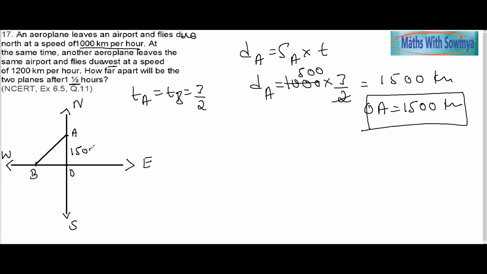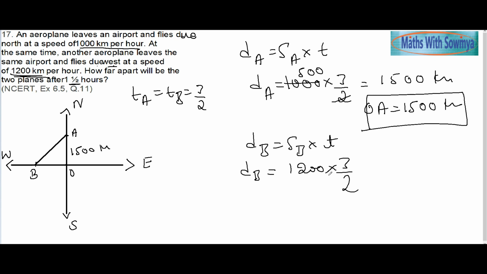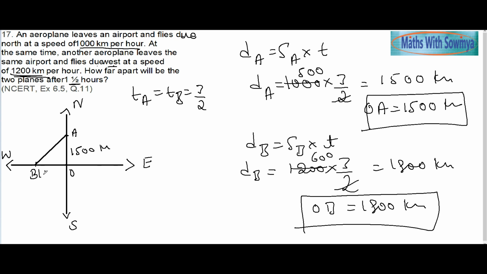This is 1500 km. Similarly, dB is speed B into time. So, what is dB? 1200 into 3/2, because it is given here 1200 km per hour. On cancelling, this is 1800 km. OB is 1800 km. We have to find the distance between the two planes, that is, we have to find AB.